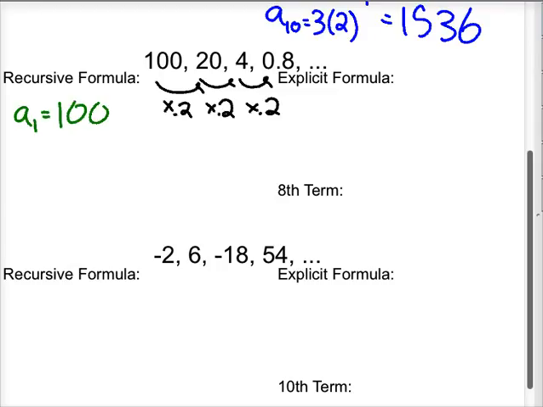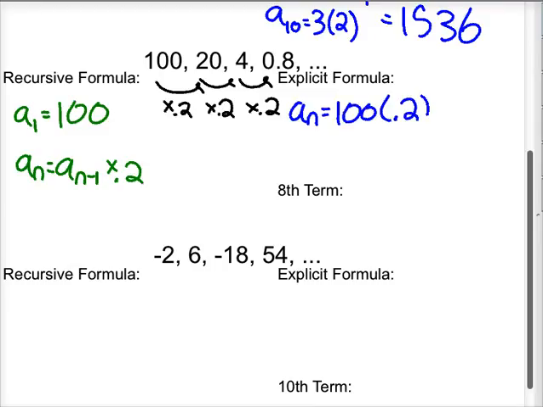Recursively, I note my first term. Then I state I take any previous term and multiply it by 0.2 to get to my next term. Explicitly, a_n equals my first term times my rate to the n minus 1 power.